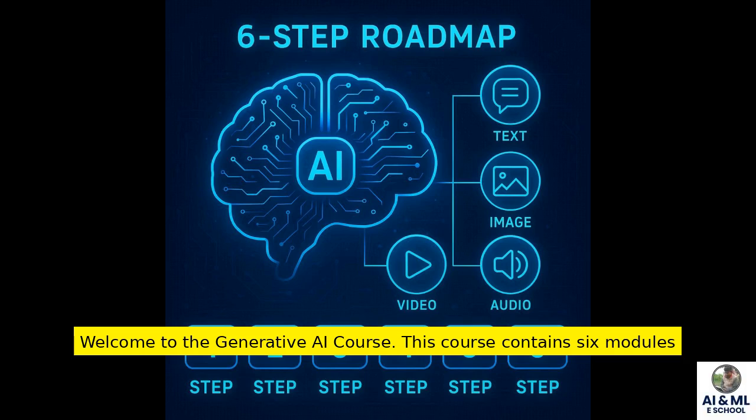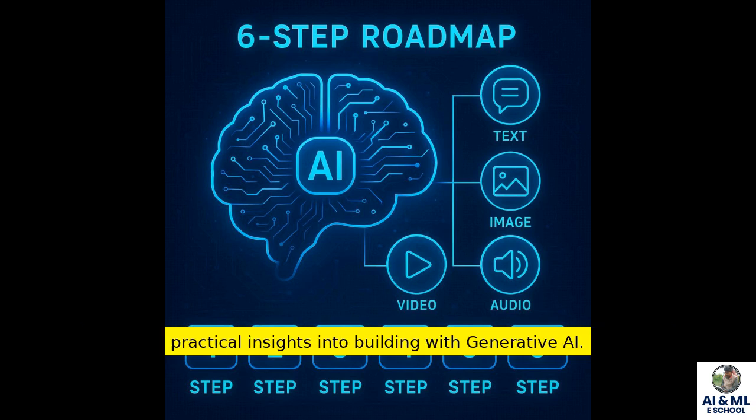This course contains 6 modules designed to give you a complete understanding of generative AI. We will start with the foundations of AI and machine learning. Then move into generative AI concepts, models for text, images, and media, advanced topics, and finally ethics and future directions, including cloud-based architectures. By the end, you'll have both theoretical knowledge and practical insights into building with generative AI.